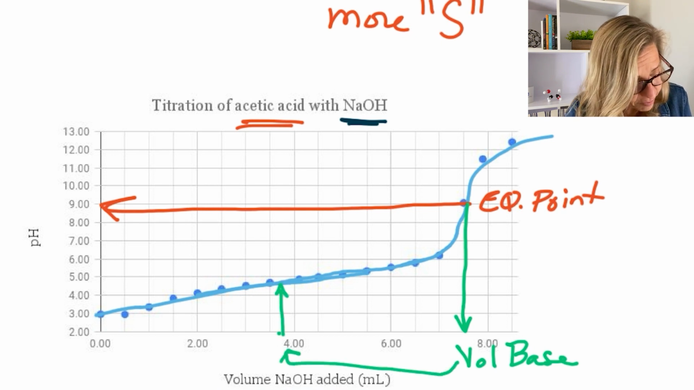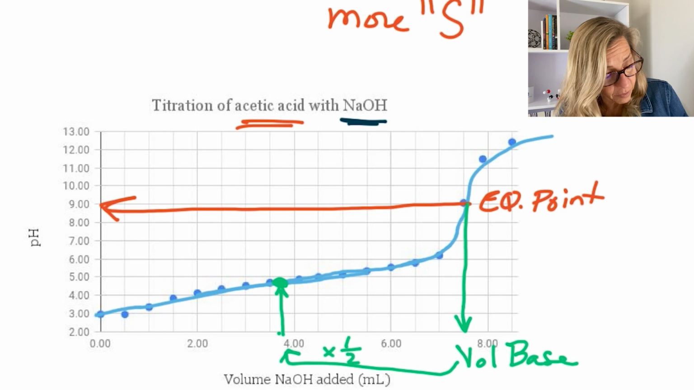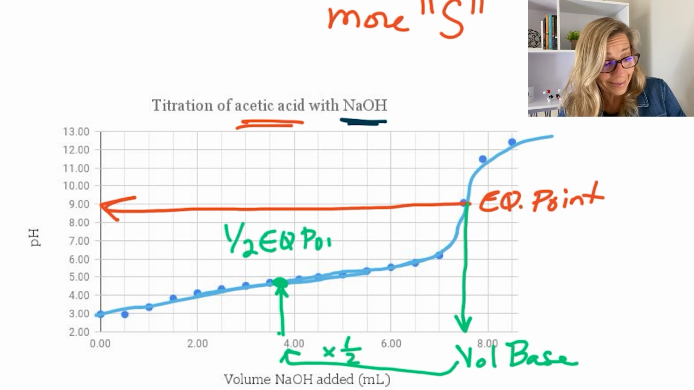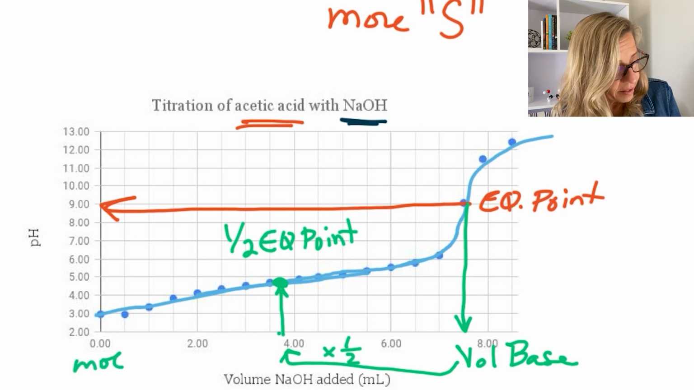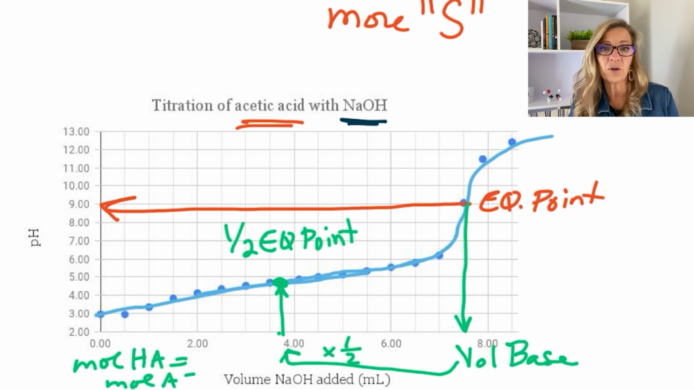So take half of the volume, all right, so multiply by 1/2, and you go up there, and what you're going to get is something really special. Guess what that's called? The half equivalence point. Okay, and at this point, something is really interesting here. The moles of acid in the solution are equal to the moles of the base at this point. And so this is what we call the half equivalence point. So make sure that you can pick this out.